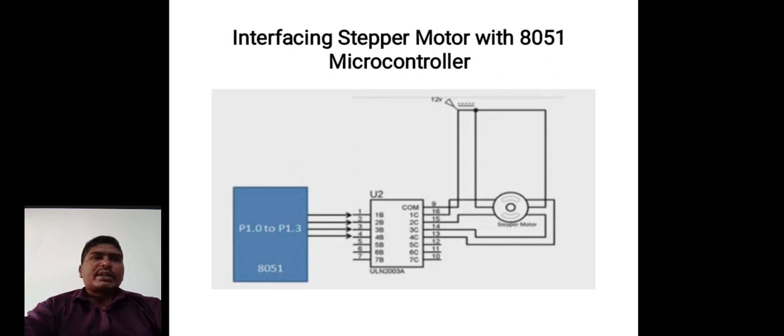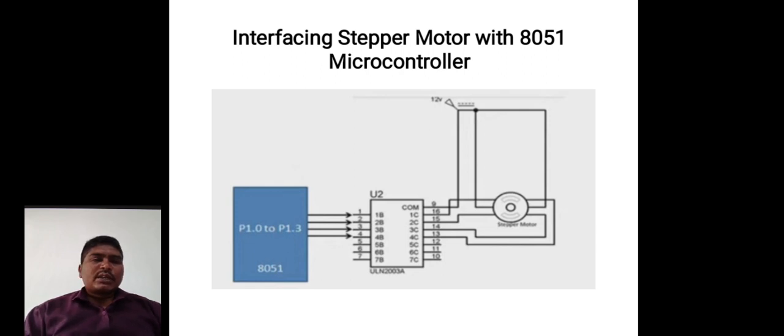So we have connected the 4 ends of the coils to the pins of port 1 of 8051 through the ULN2003A. Port 1 has a total of 8 pins, that is P1.0 to P1.7.